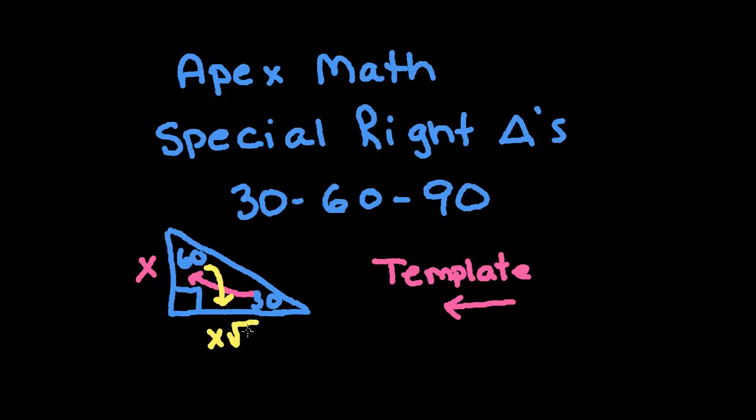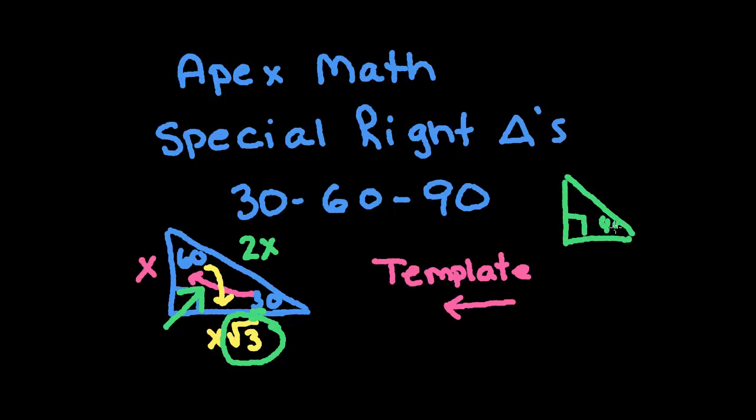X square root 3. And then opposite our 90 degrees, which this guy points to, is here, and it is going to be 2x. Because remember that x square root 3 falls between x and 2x. So it's the middle size, 2x is the biggest, and x is the smallest. And remember that the square root 3 goes with the 30, 60, 90 because it has a 3 in it, which is different from, if you remember, our 45, 45, 90 template.